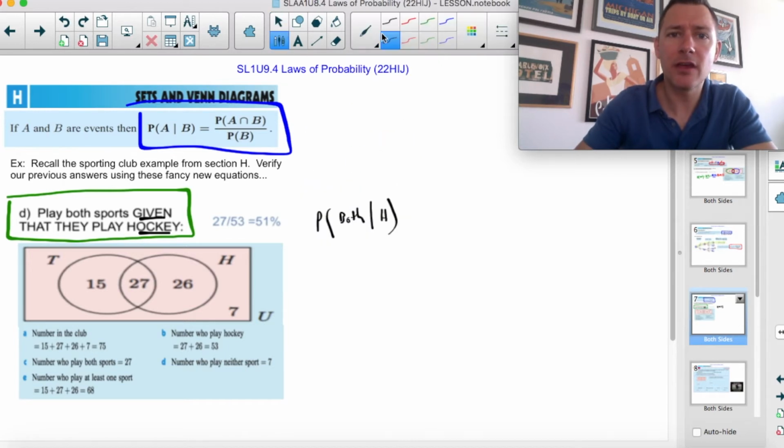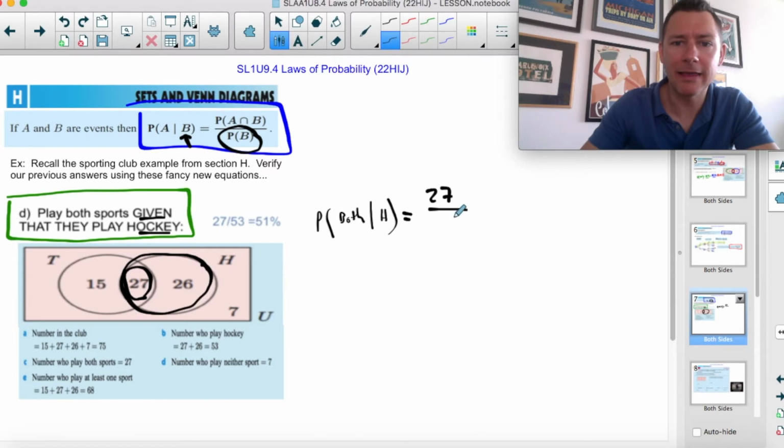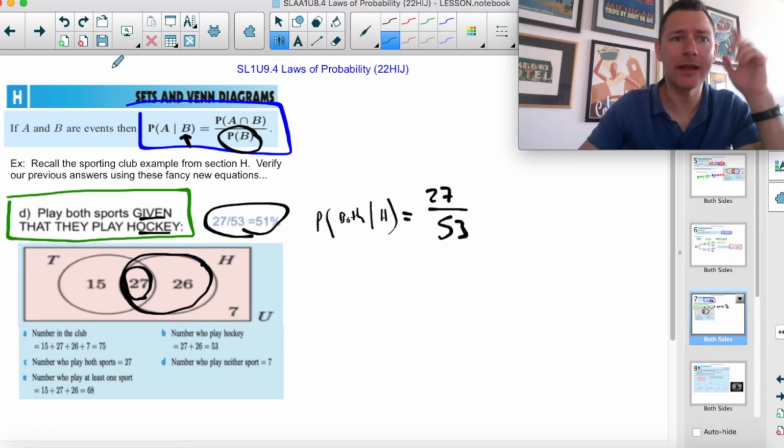Now if we set this up in accordance, we can say this is going to be the probability that both are happening, that they play both sports and they play hockey. These are the only people that play both sports and play hockey, so that's still 27. And also divide by the probability of B. B is the second one. It's the thing that's given. It's the hockey. These people play hockey. It's 53. We get the same probability that we got before, and maybe we don't have to analyze as much. Let's try that out in an example.